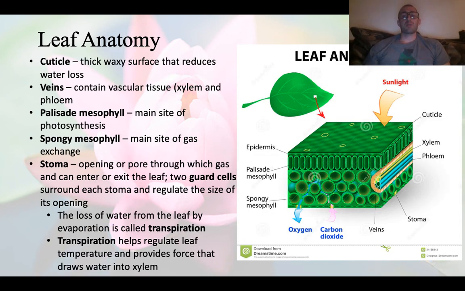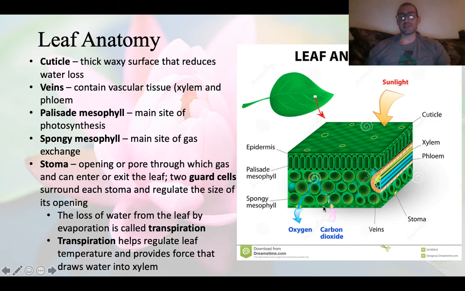Now, if we look at our leaf anatomy, we see there's a couple layers to our leaf. Just like with our stems, the outer layer is the epidermis, right? And with our epidermis, we have a cuticle, which is this thick, waxy surface that's covering it. That's going to reduce water loss. Below that, we have mesophyll cells, which make up the bulk of our leaf. Now, we have two different types of mesophyll cells. We have palisade mesophyll, which are primarily the main site of photosynthesis that you see right here. Then we also have spongy mesophyll, and in this layer is where we see most of our gas exchange.